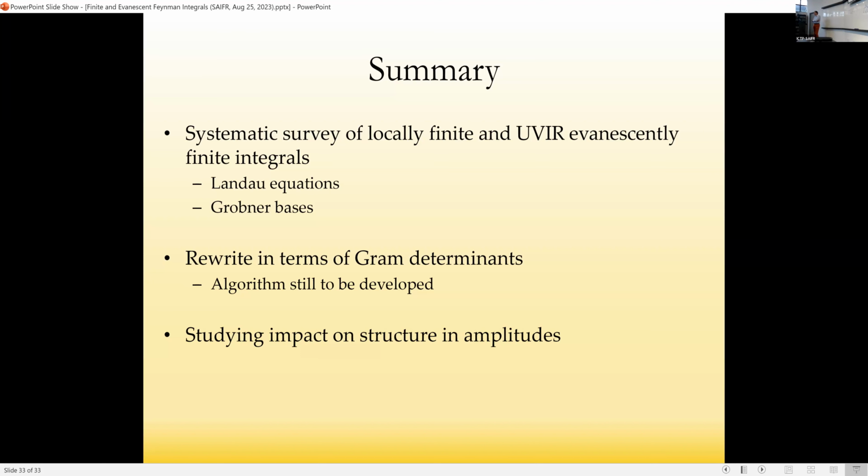And then I think there's more work that one can do in known examples to try and see the impact on the structure of amplitudes. In the two-loop case, we haven't looked at the NMHV amplitude yet, for example. So if there are any other questions, I'm happy to try and answer them.